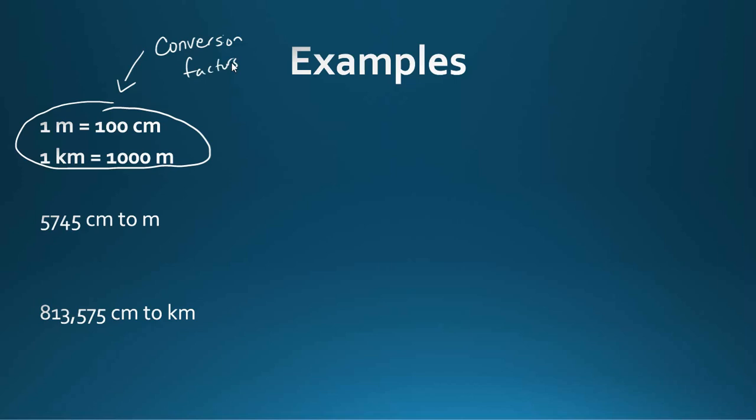So we want to convert 5,745 centimeters to meters. We know that 1 meter is equal to 100 centimeters. So you always want to start off by writing your initial known quantity, 5,745 centimeters. And we're going to set up our goalposts by drawing a horizontal line and a vertical line like this. We want to get to meters. That's our ending unit. So at the bottom here, we write centimeters. We want that to cancel. At the top, we write meters.